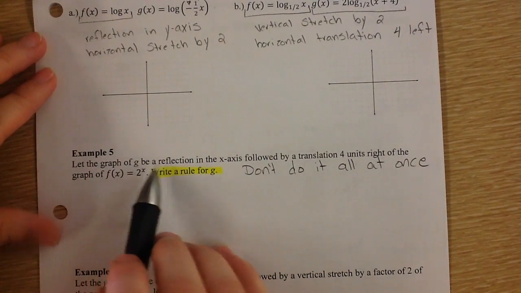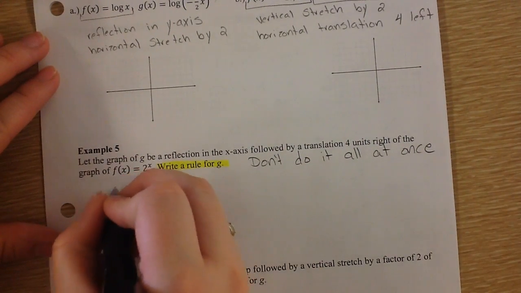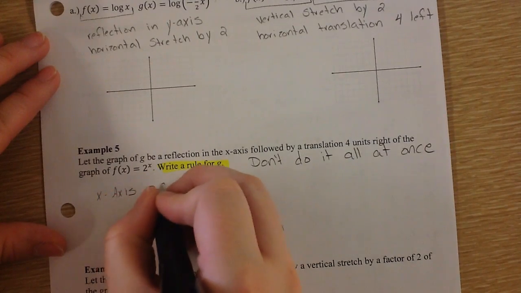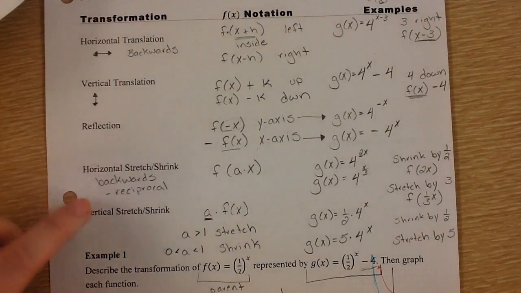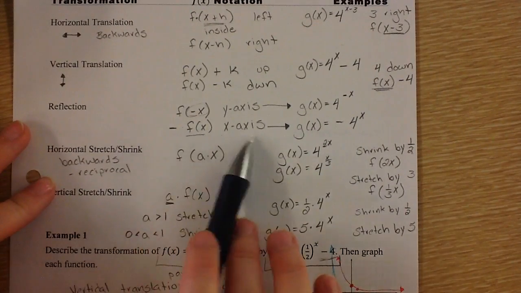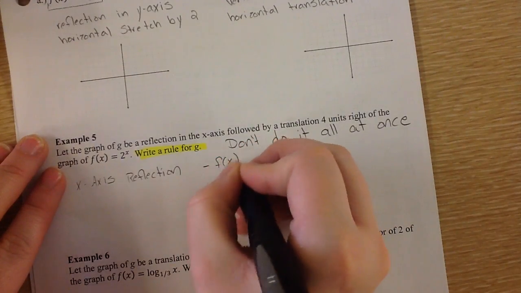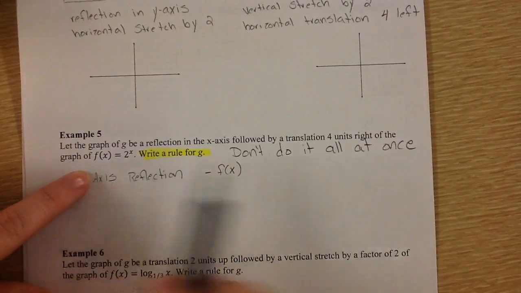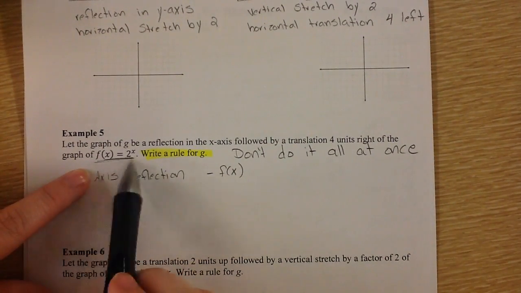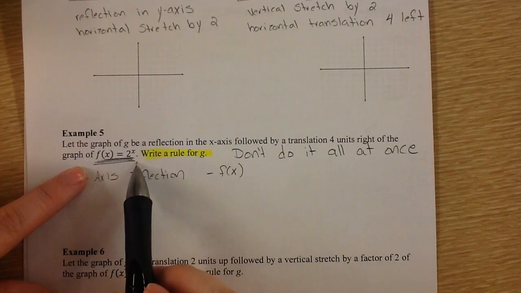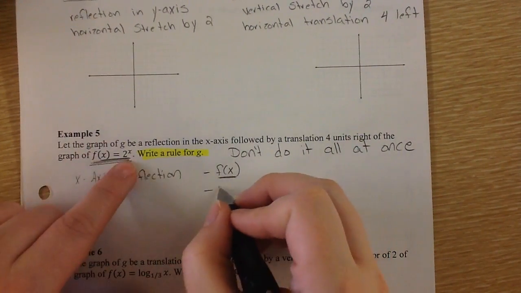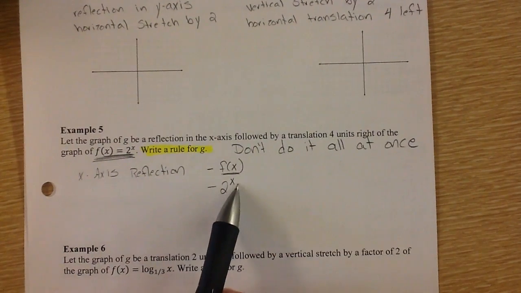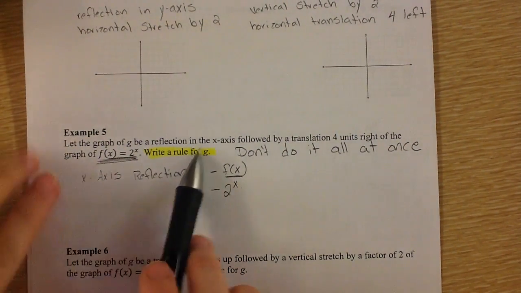So let the graph of g be a reflection in the x-axis. So we need an x-axis reflection. What does it do to the rule? Well, an x-axis reflection, we flip it over, puts a negative out front of the function. So it'd be negative f of x. Well, my f of x here is this function right here, so I need to put a negative out in front of that function. My f of x is 2 to the x, so negative 2 to the x is my rule for a reflection in the x-axis.